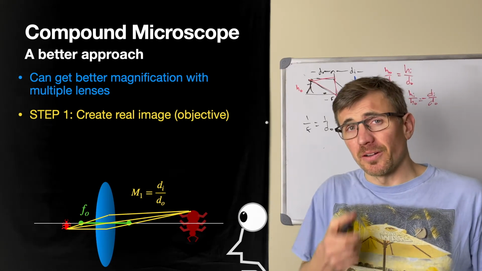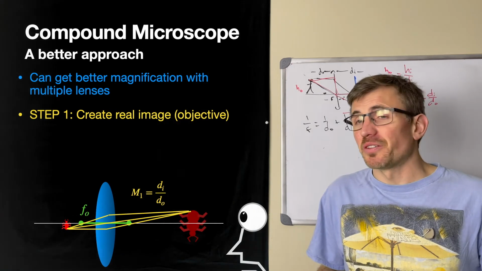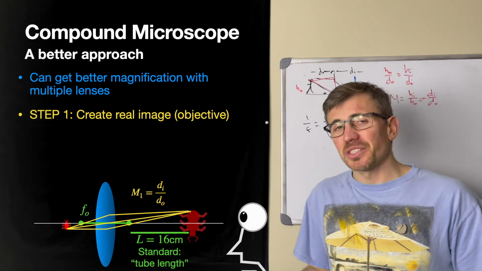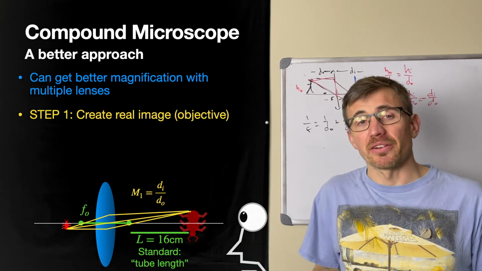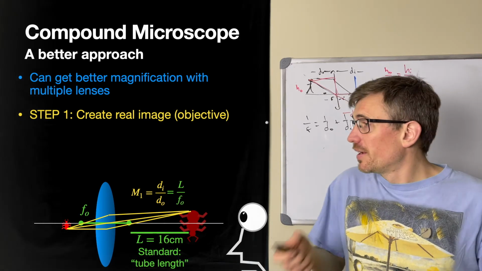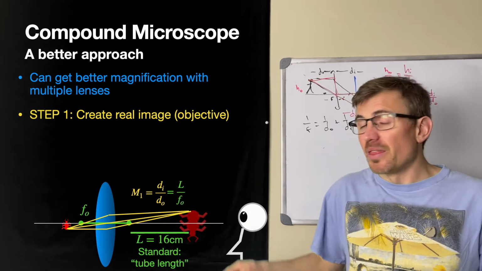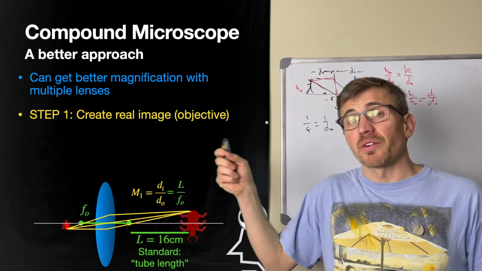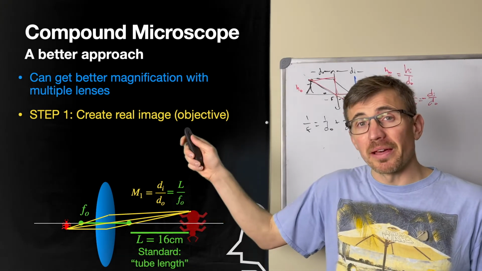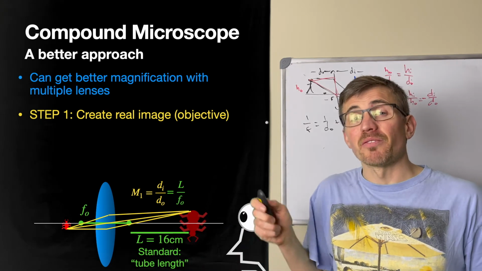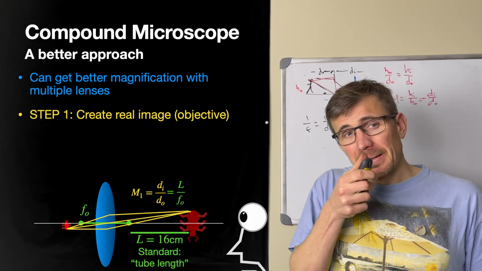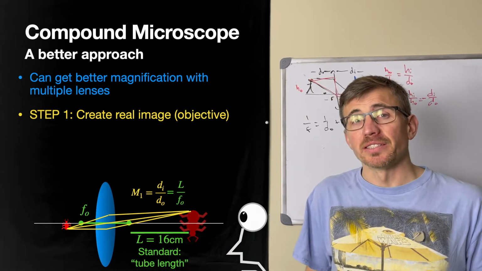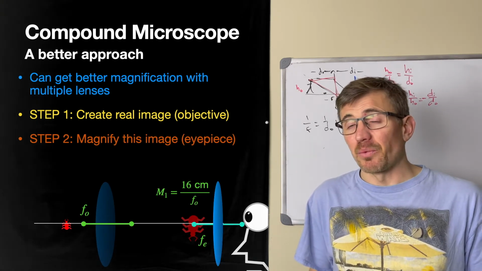Well, it turns out there's a standard here, what is called tube length, which is defined as the length from the focus to where you want that image to form in a microscope. This is just something that has been invented as somewhat of a standard. So given that, it can be shown, and this may be a quiz question, that this leads to the following magnification. We have the image distance divided by the object distance, and that's equal to the tube length L, 16 centimeters in this case, divided by the focal length of the objective. All right? So that's step one. We've created a real image with our objective lens. Step two is to magnify that with a magnifying glass.